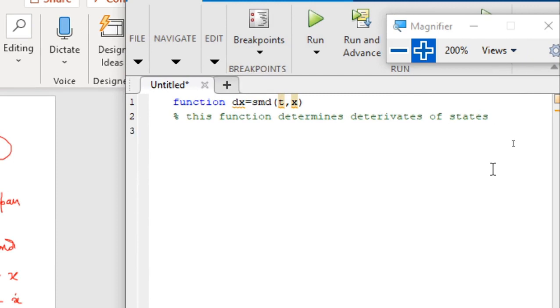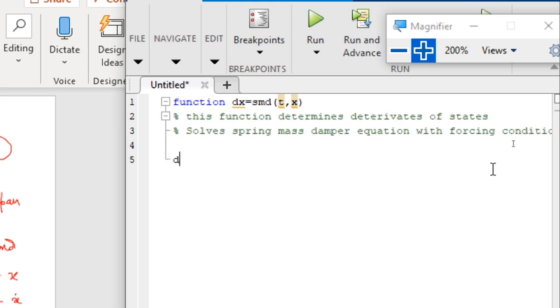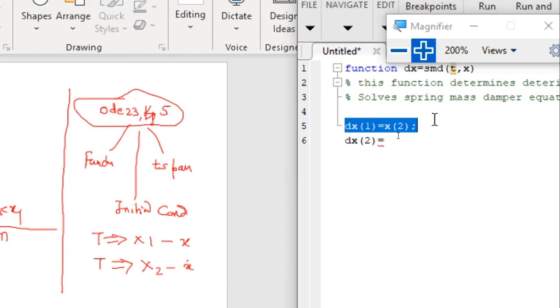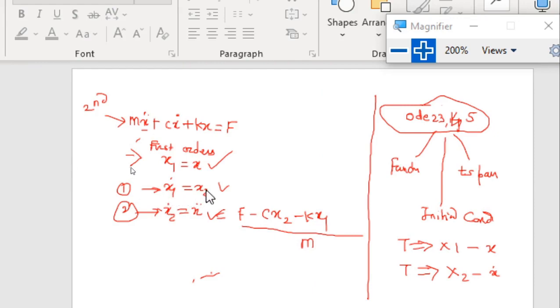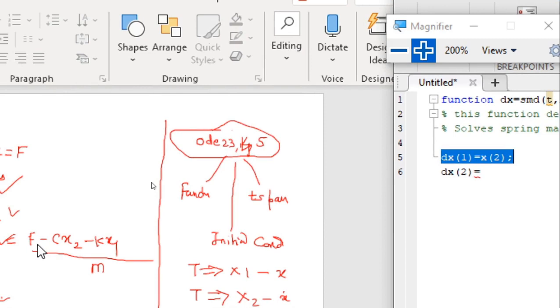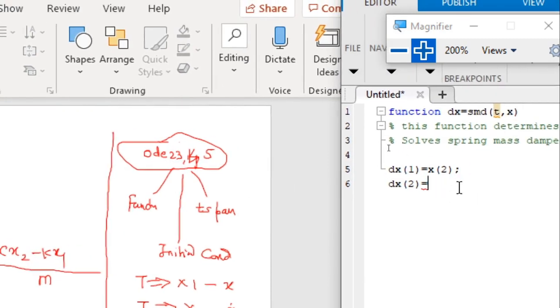Then it also solves the spring mass damper equation with a forcing condition. So x1 dot means dx1, that is x of 2. Then dx2 is equal to, from my first equation, x1 dot is equal to x2. Then the second equation is F minus c into x of 2 minus k into x of 1, and then divided by capital M.